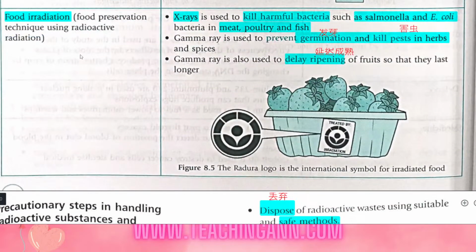Okay, now next is food irradiation. Ziquan, food irradiation.